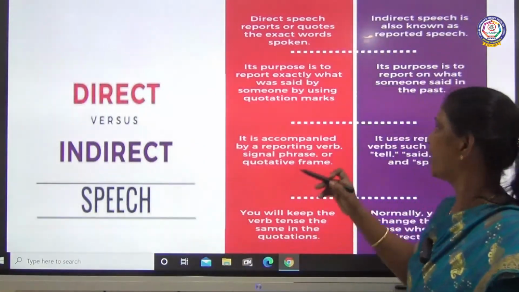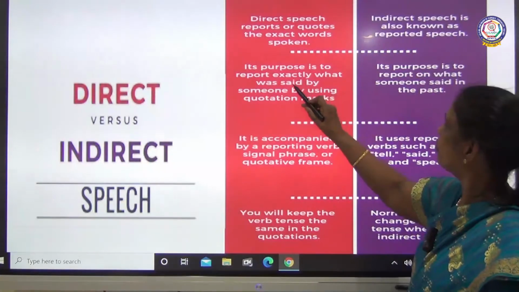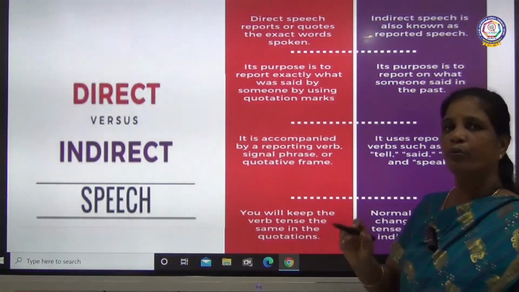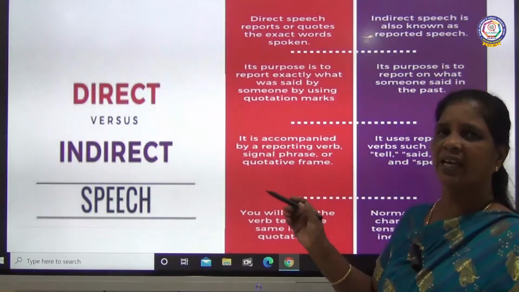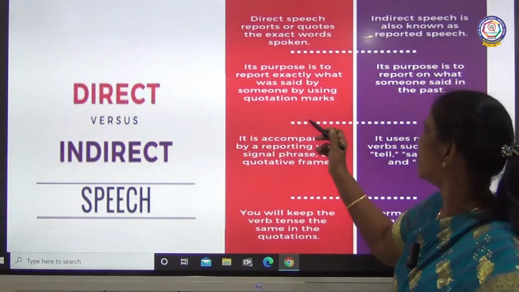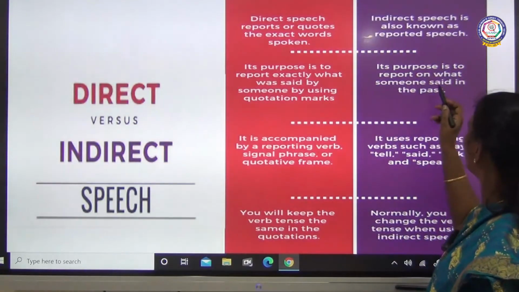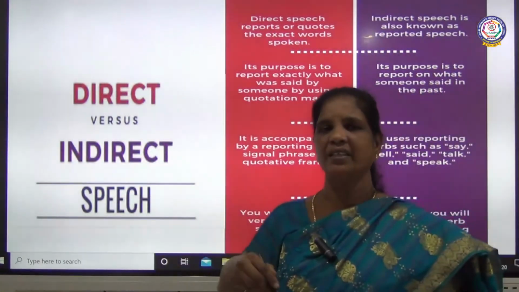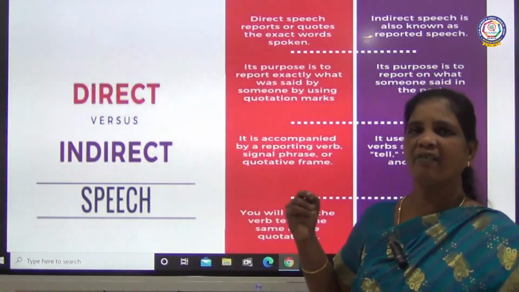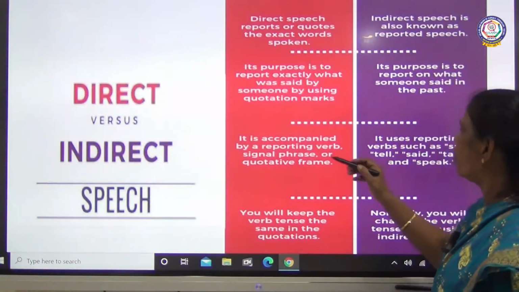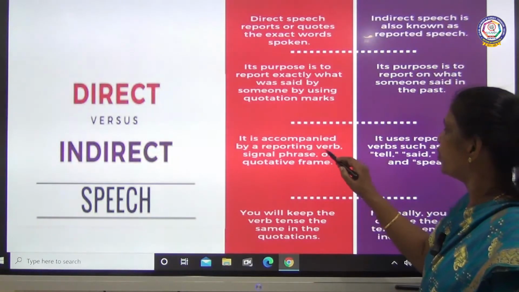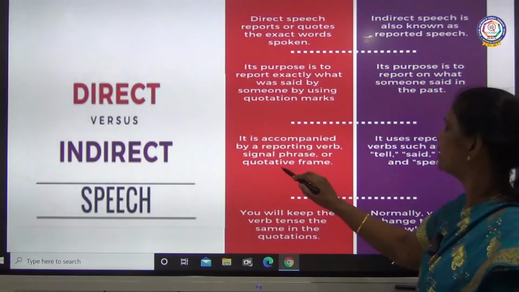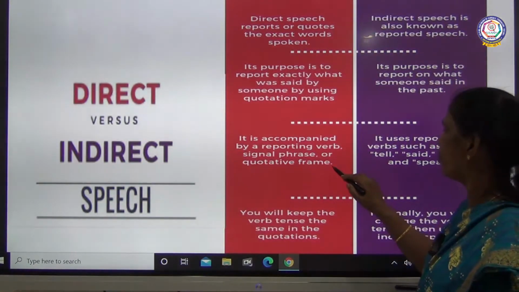Okay, it is clear. Its purpose is to report exactly what was said by someone by using quotation marks. So you will be using quotation marks and you will be saying what exactly they said. Its purpose is to report on what someone said in the past. So someone said in the past and they are just telling it to you, then they have to remove the quotations. It is accompanied by the reporting verb, signal phrase or quotative frame.